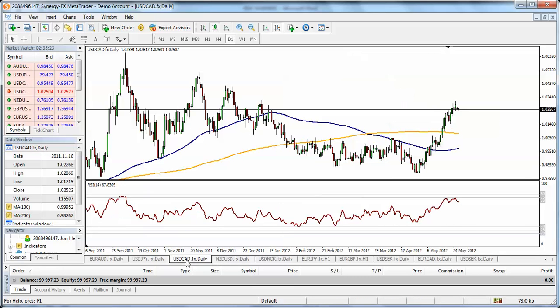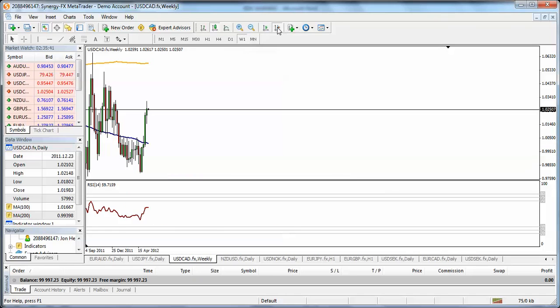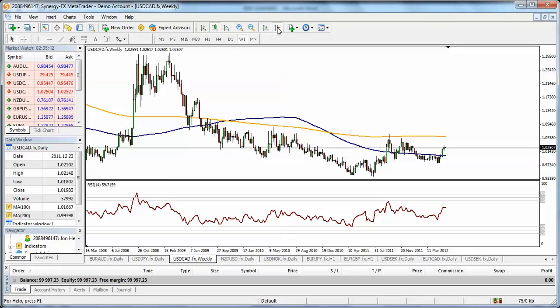Last pair I want to take a look at is the US dollar Canadian, which didn't gap down today as far as some of the other ones. US dollar Swiss gapped down a little bit further, and that to me is an indication that this pair is a little bit stronger than the others, or maybe the Canadian dollar is a little bit weaker than the Swiss franc right now. But I think part of the reason is that it does look like we are going to test the 200 week moving average.